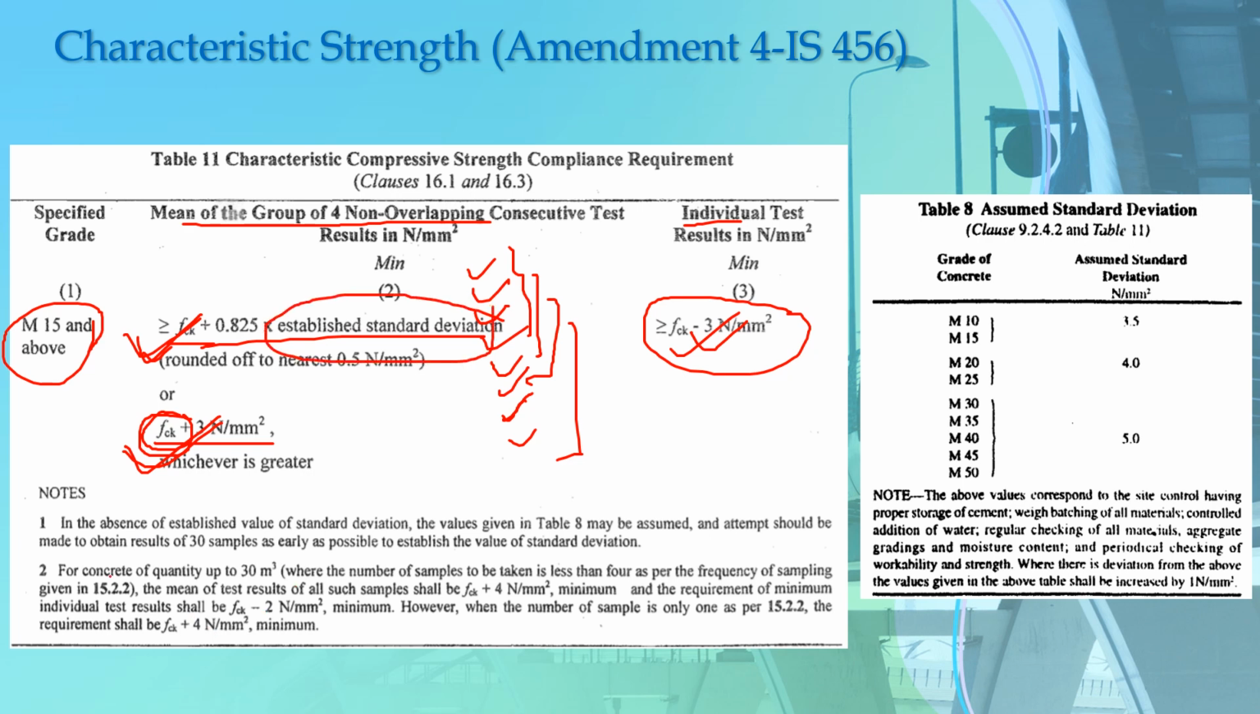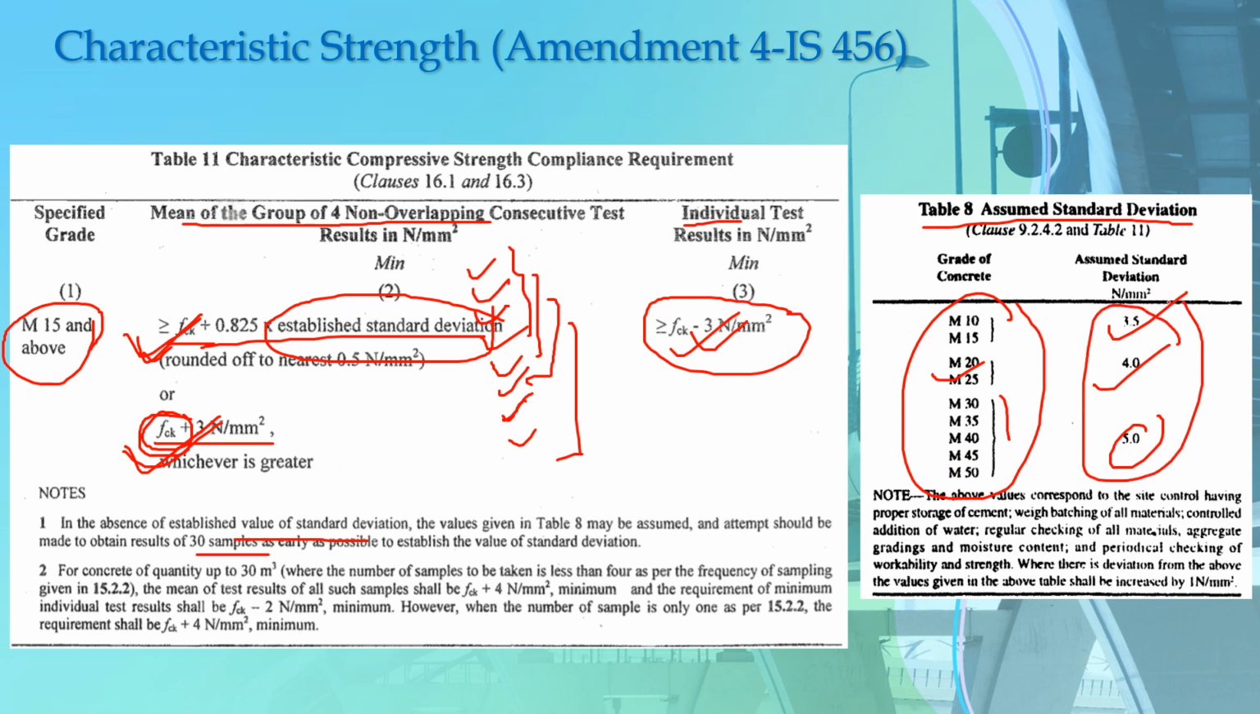What the code says in a note is that in the absence of an established value of standard deviation, the values given in Table 8 may be assumed. That means Table 8 of the same code gives us the assumed standard deviation for different grades of concrete. For example, for M10 and M15 it is 3.5, for M20 and M25 it is 4, and for these other grades it is 5. So these values of standard deviation should be used when you have not performed at least 30 samples.